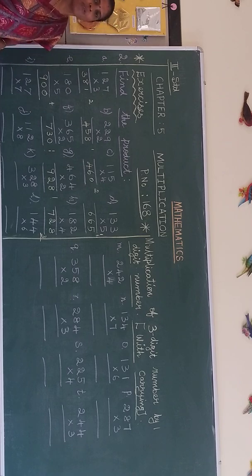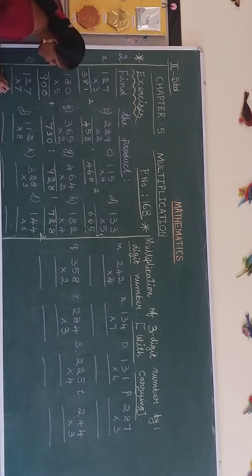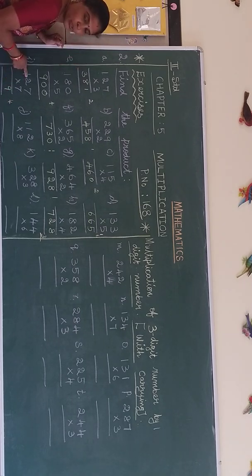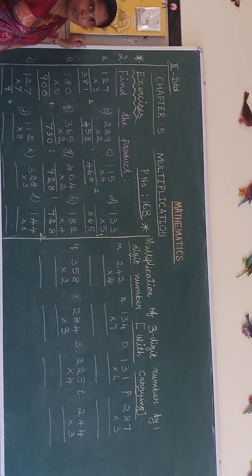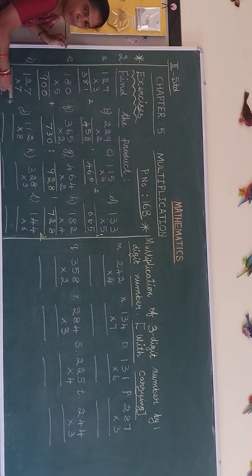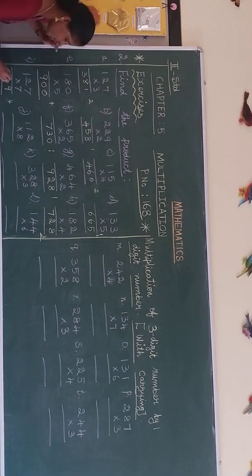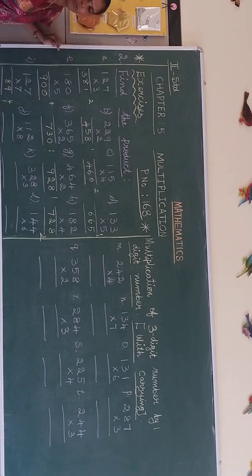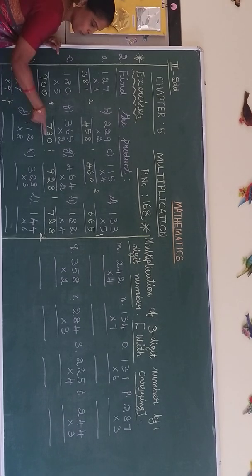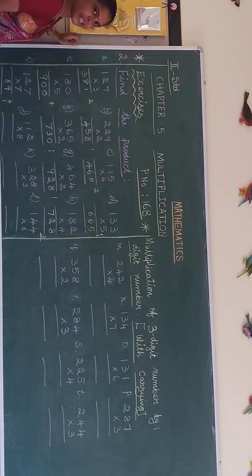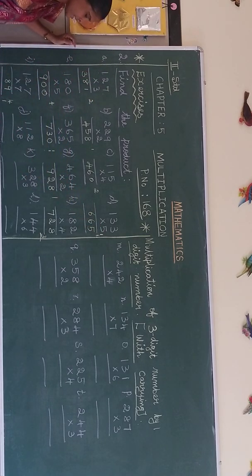7 7s are 49. In this 49, you should write the 9 in the ones place, 4 in the side. And 7 2s are 14. 14 plus 4, you can add this 4. So 14 plus 4, 18. In this 18, 8 in this place. Again 1 carry over, you should write it down only. Whatever the carry over number is, you can write it 1 by 1. Then only you can take it easily.